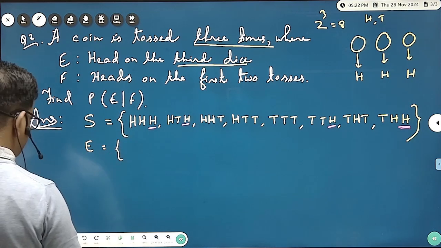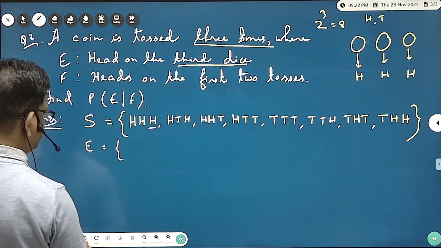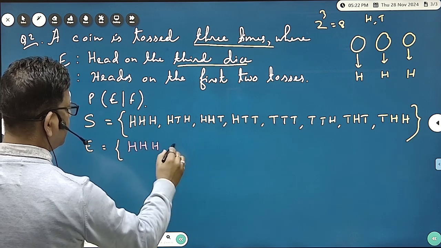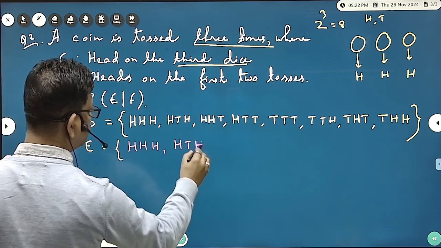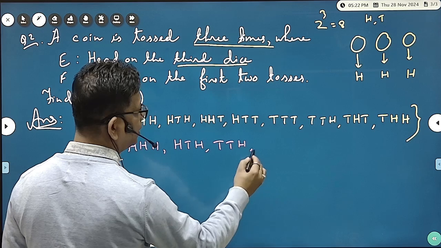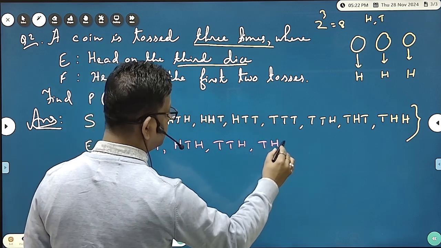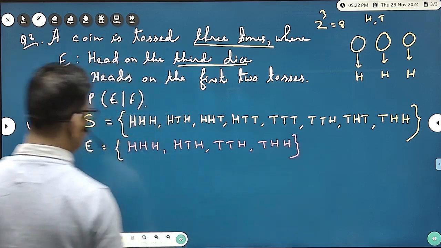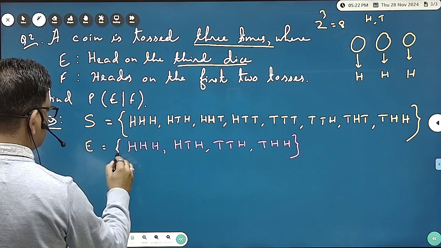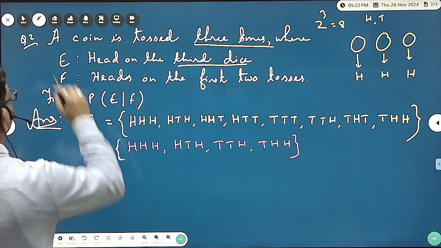So let us write it. So how many we got? HHH, because head is there in the third. HTH, head is also there in the third. And TTH, head is also there in the third. And THH. So these are the events where I got head in the third place, third dice.